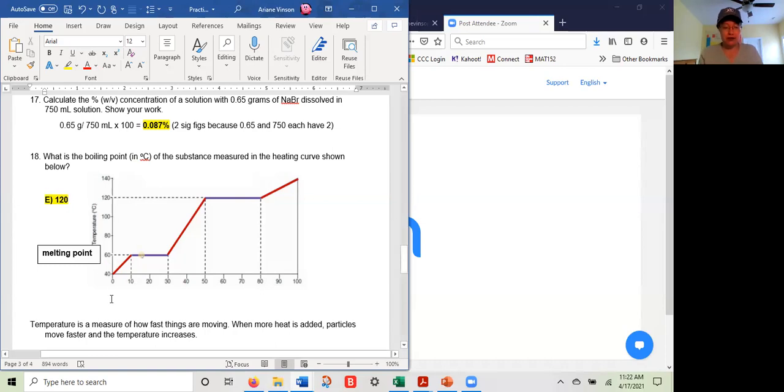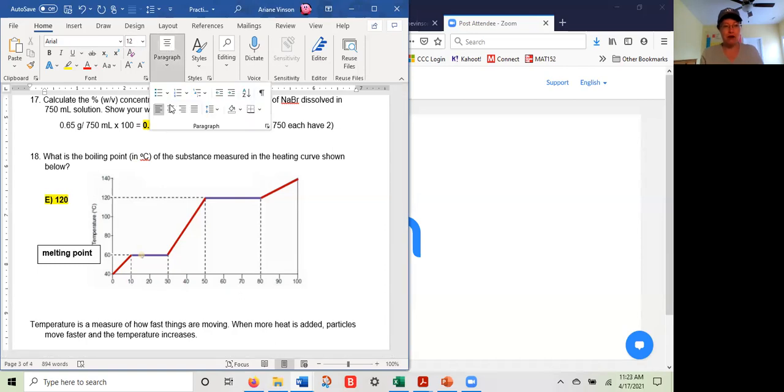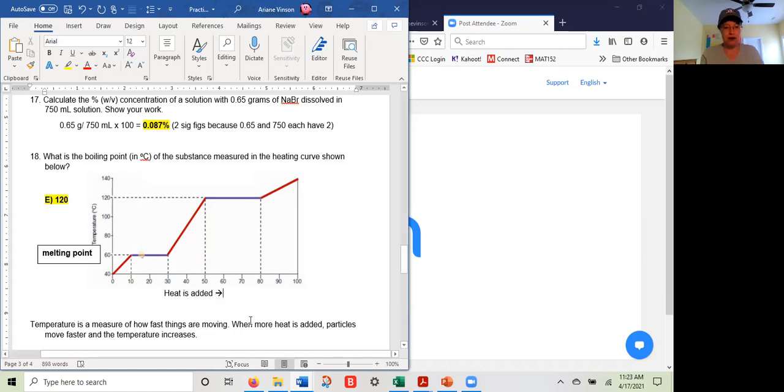We have the temperature over here on the y-axis, and down here, these are probably minutes, but as we go across, there's also heat being added in this direction. So let me go ahead and add that in. Over time, heat is being added this direction.